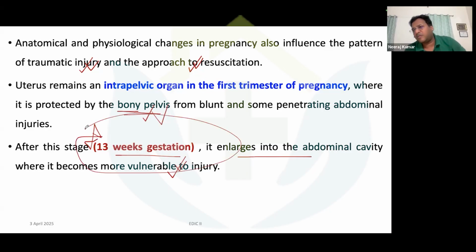Again, this is one of the important MCQs that can come in your exam: what will be the vulnerable cutoff for trauma, for the vulnerable period of pregnant patients being injured because of blunt injury or penetrating injury? The cutoff may be 13 weeks. And what will be the probable reason? Because now the uterus is no longer an intrapelvic organ.